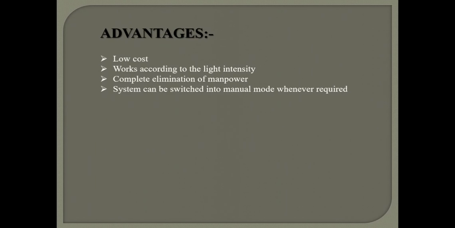The advantages of automatic street light are it is of low cost, it eliminates manpower, it can be switched to manual mode whenever required, and it reduces energy consumption.